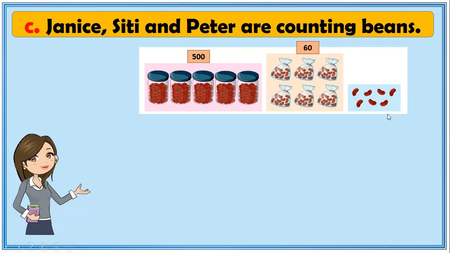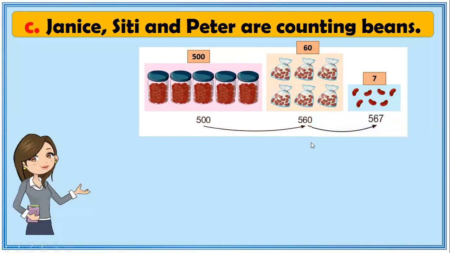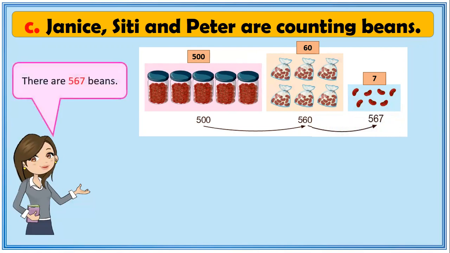So let us count the number of beans. 1, 2, 3, 4, 5, 6, 7. All right. So 500 plus 60 is equals to 560. And 560 plus 7 is equals to 567. Very good. So all in all, there are 567 beans.